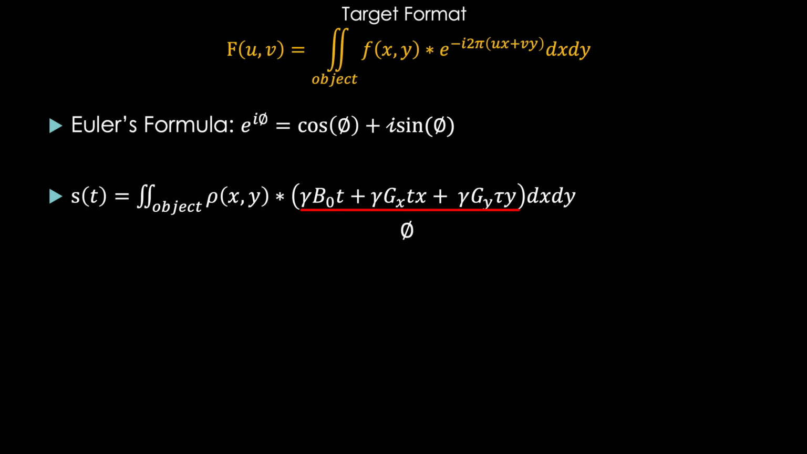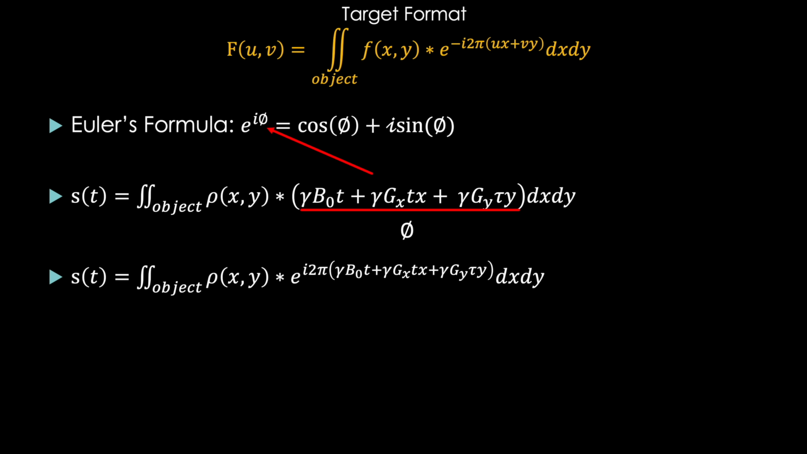If this term represents phi, our degrees of phase shift, we can plug it in here to put this in more Fourier transform friendly terms, giving us the following. Notice that we had to add a 2 pi to convert one cycle, 360 degrees, into 2 pi radians.